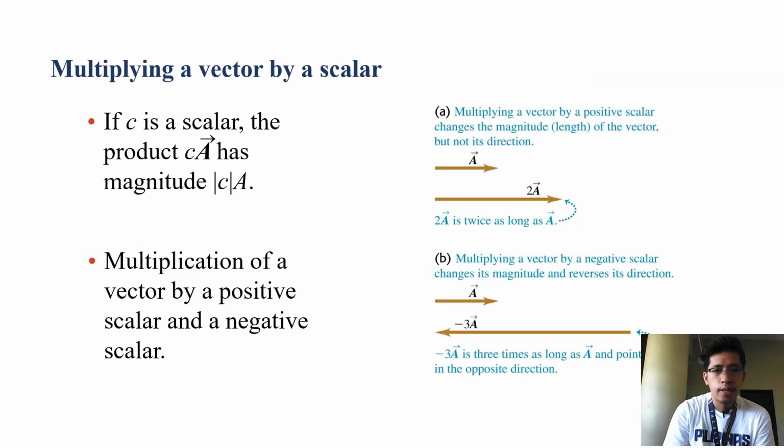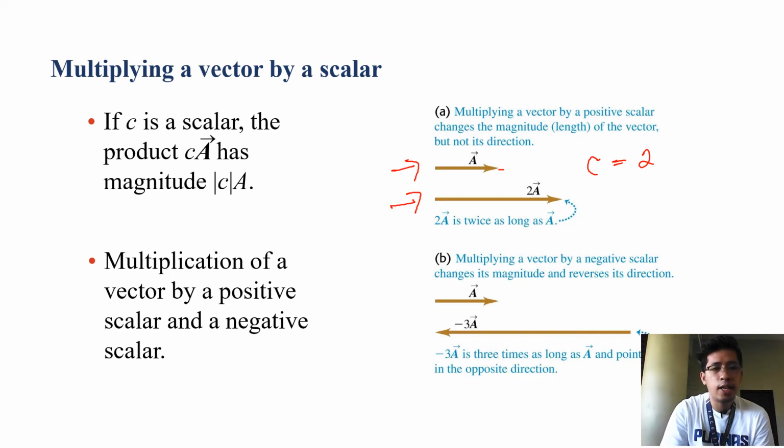Now let's proceed to multiplying a vector by a scalar. So if, say for example, C is a scalar, the product CA has a magnitude of C times A. Say for example here, you have your vector A, and then you multiply it with C of magnitude 2. What you do is just multiply the magnitude of A by 2, meaning your vector now will be twice as long as A.